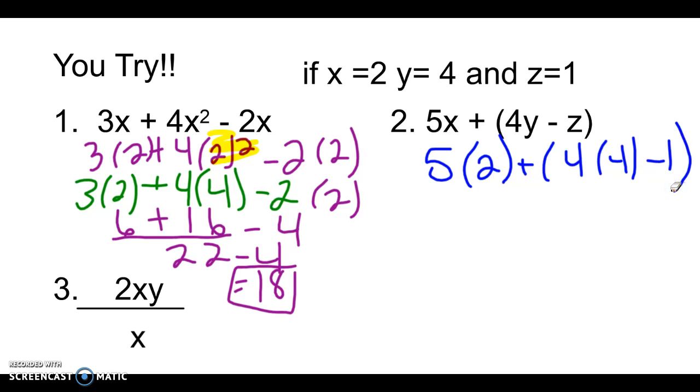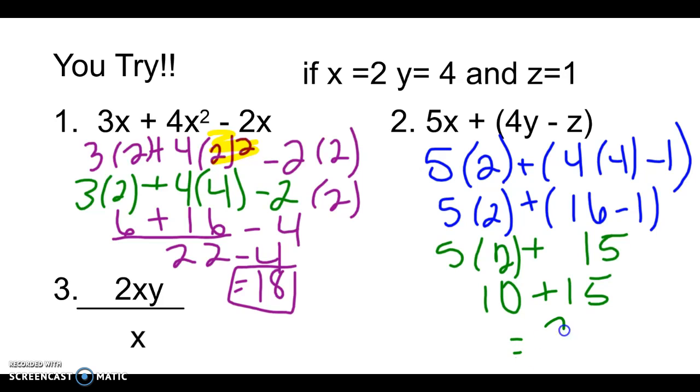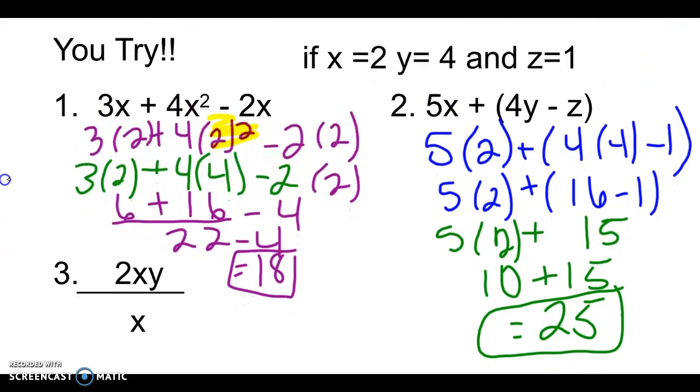minus 1. We need to take care of the parentheses first, according to PEMDAS. So 4 times 4 is 16 minus 1. Bring everything else down. We're keeping our work nice and organized. 16 minus 1 is 15. Plus 5 times 2. 5 times 2 is 10. So we have 10 plus 15, making our final answer 25. So again, if you got the correct answer, just give yourself a pat on the back. Great job.